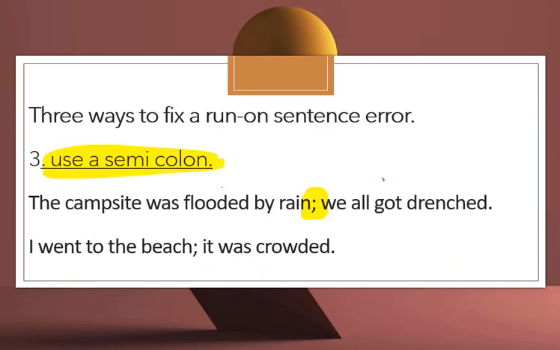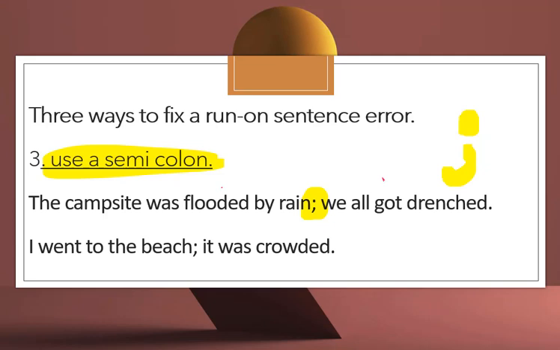All right, we'll keep going. I'm trying not to make the video too long. And the third way to fix a run-on sentence error is to use a semicolon. A semicolon is a punctuation mark that has a full stop on top and a comma underneath.